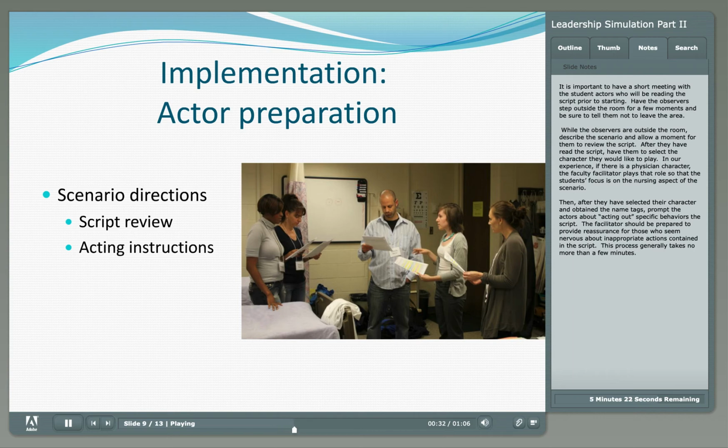In our experience, if there's a physician character, the facilitator plays that role so that the student's focus is on the nursing aspect of the scenario. Then, after they have selected their character and obtained their name tags, prompt the actors about acting out specific behaviors in the script. The facilitator should be prepared to provide reassurance for those who seem nervous about inappropriate actions contained in the script. This process generally takes no more than a few minutes.